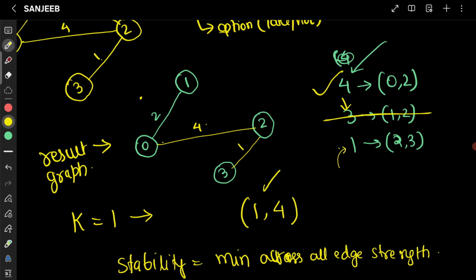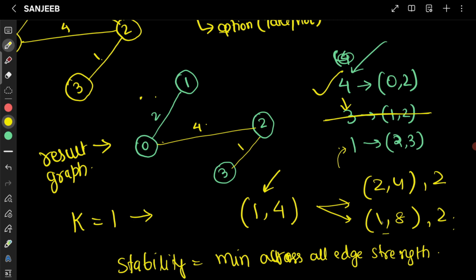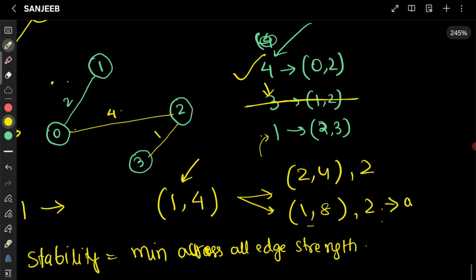Now if I upgrade this, there are two ways: it will become 2 and 4, but if I upgrade this 4, it will become 1 and 8. And we know that we have to take this 2. For this one the answer will be 1 because the minimum is 1. And for this case the answer is 2. And our job was to maximize the answer, so this is the answer.